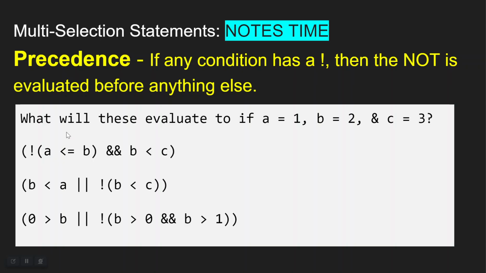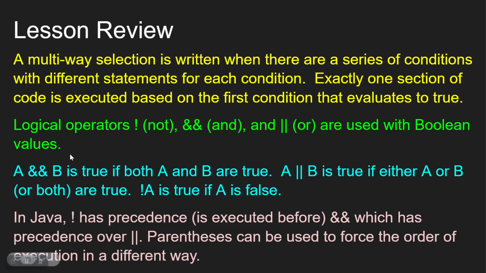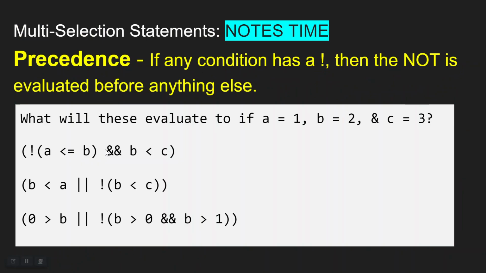So again, we would need to look at these conditions and say, all right, well, we've got not is A less than or equal to B. All right, well, A is 1. That's definitely less than or equal to B. So this would become true. However, not true is going to become false. And so you would have false and then is B less than C. Well, that's true, but it doesn't matter. This would now become false because you would have false and true.